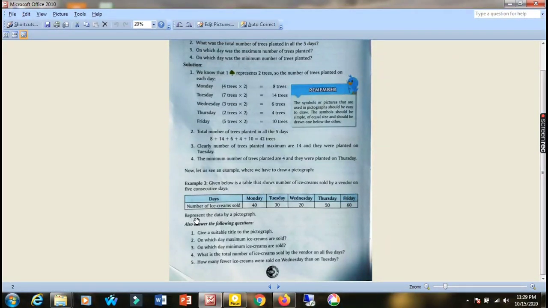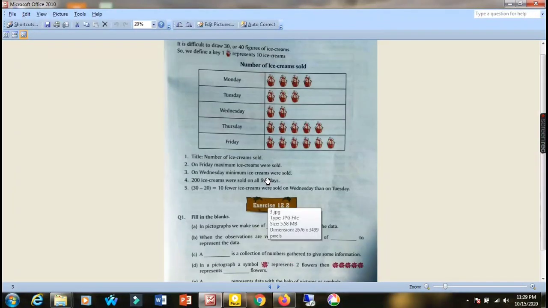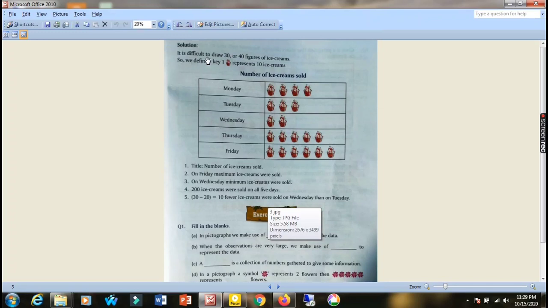Now the question is, represent the data by a pictograph. We have to represent these data with the help of a pictograph and then we have to answer the following questions. Now let us move to the next page in which you can see the solution. As you can see here, it is difficult to draw 30 or 40 figures of ice creams. It is literally quite difficult.